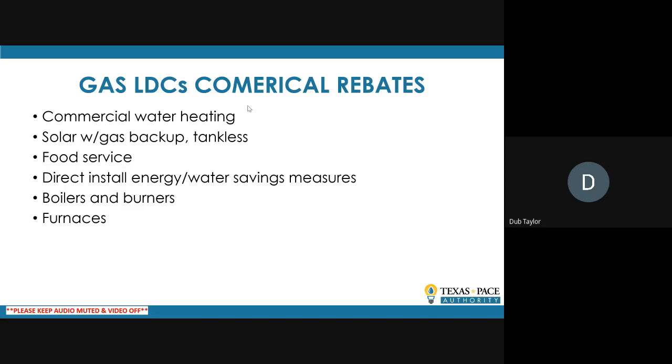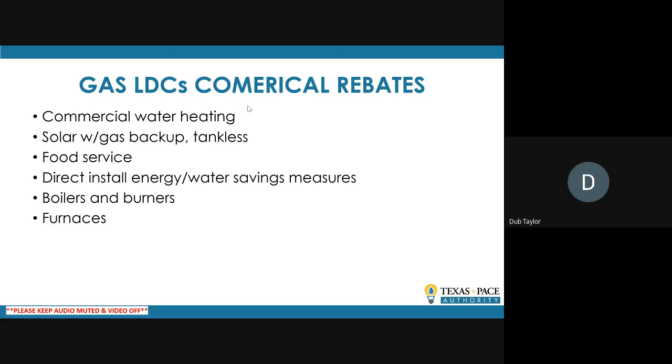The commercial rebates available through gas LDCs tend to fall in these categories. Not all LDCs offer these, but many do. Commercial water heating is a big one. That can be moving from a storage type water heater to tankless. Some have a solar water heating incentive with gas backup. A lot of the incentives are linked to food service, where you're doing a lot of cooking. You've got equipment that you might be able to change out and achieve some efficiency there.